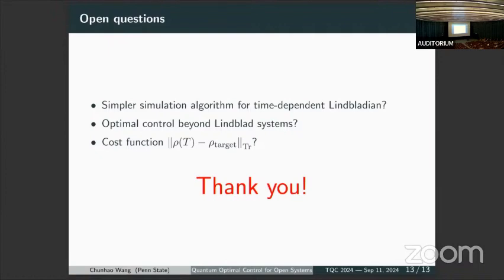So I'm wondering, for the time-dependent Lindbladian case, if the Lindbladians at different times commute with each other, can we still use the simpler simulation algorithm? Oh, this is a good question. I forgot why exactly we cannot use Gaussian quadrature. If they commute, it's possible, but I have to double check. Because if they commute, there's no time ordering issue. Yes, if there's no time ordering, then everything is much simpler. Okay, thank you. And if they commute, we just use Trotter, right? Yeah.